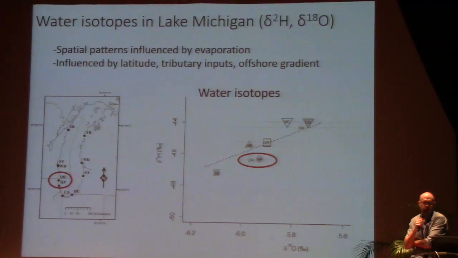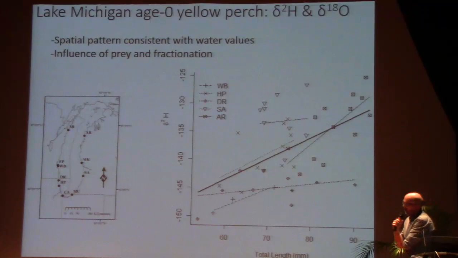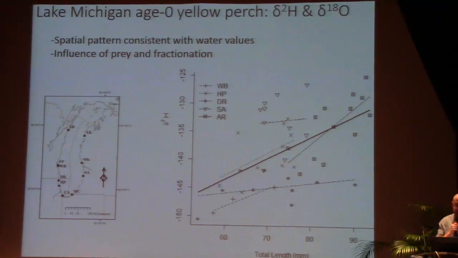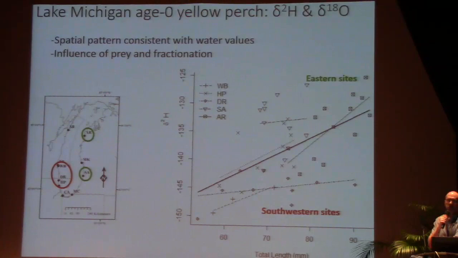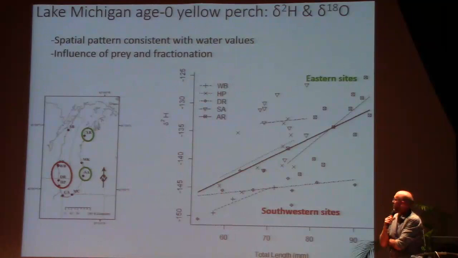If we look at the hydrogen isotopic ratios of young perch collected in nearshore Lake Michigan, they roughly follow these differences in water isotope ratios, where the eastern sites here in blue have particularly high delta 2H values, and the southwestern sites have particularly low delta 2H values. Also note that there is an influence of total length here. As fish grow and eat at higher trophic levels, there seems to be a fractionation effect, which also influences delta 2H values.